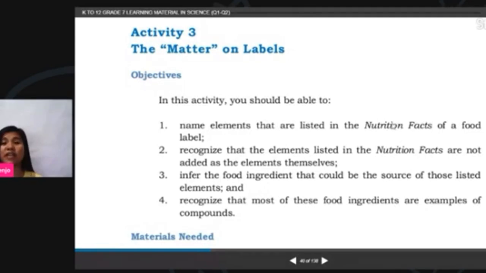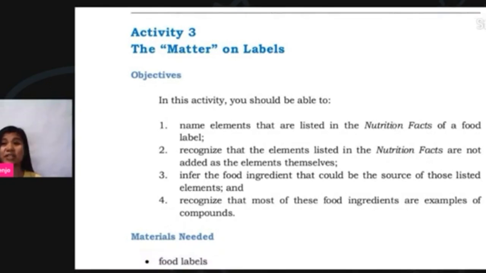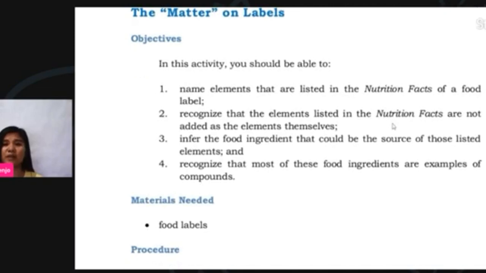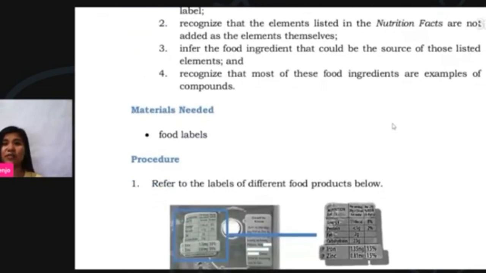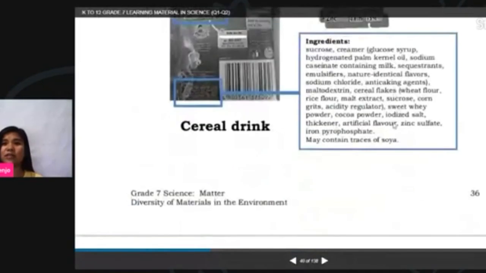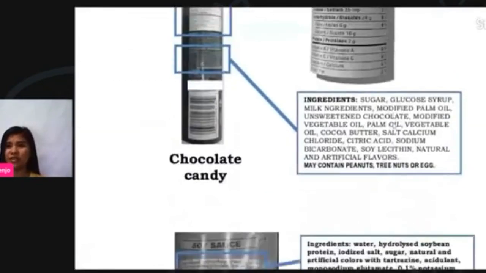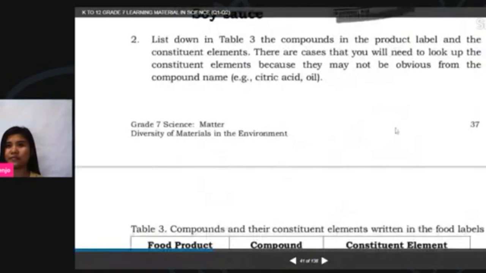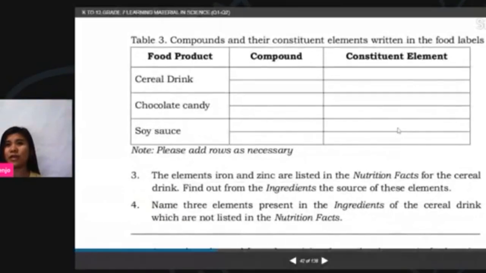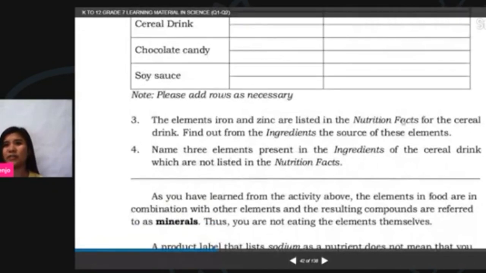You're going to recognize that the elements listed in the nutrition facts are not added as the elements themselves, because that might be poisonous. Infer the food ingredient that could be the source of those listed elements. Recognize that most of these food ingredients are examples of compounds. All you have to do is cut out a food label with the nutrition facts. Then you are going to identify the food product, then the compound, then the constituent element.